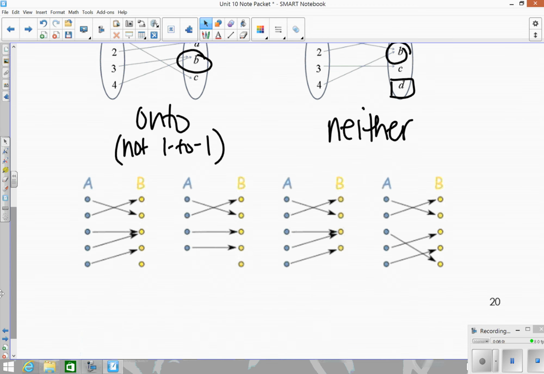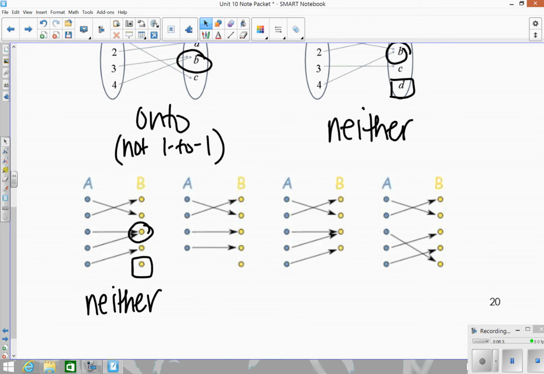And the last few examples here. So in this one, again, it can't be onto because this element here has no way of being an output. There's no input to get this output. And it can't be 1 to 1 because this element here has two things mapping to it. So again, this one's a neither case.